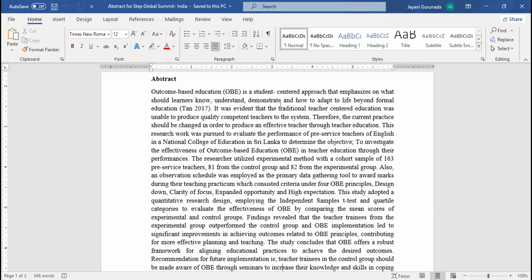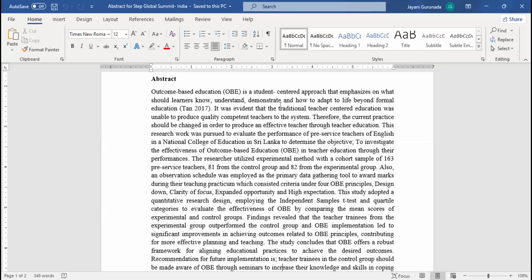This research work was pursued to evaluate the performance of pre-service teachers of English in a National College of Education in Sri Lanka to determine the objective. Now, I have only one objective, so I have written that there. If you have many objectives, you can write them. So my objective is to investigate the effectiveness of outcome-based education in teacher education through their performances. That is my objective, because I have presented one of the objectives of my PhD. So I have taken only one.